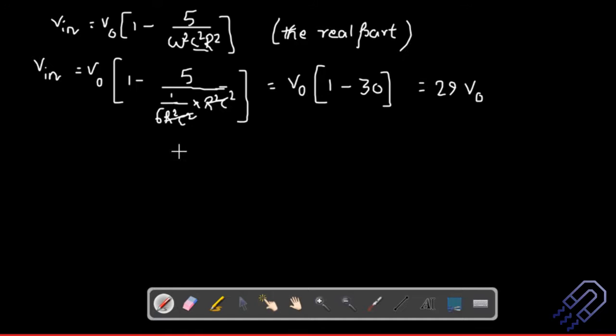And what is beta? Beta is basically nothing but the ratio between the output and the input. We already know it. So we can write it down now. Sorry, this is 1 minus 30, right? V naught divided by V in is equal to minus of 1 divided by 29.